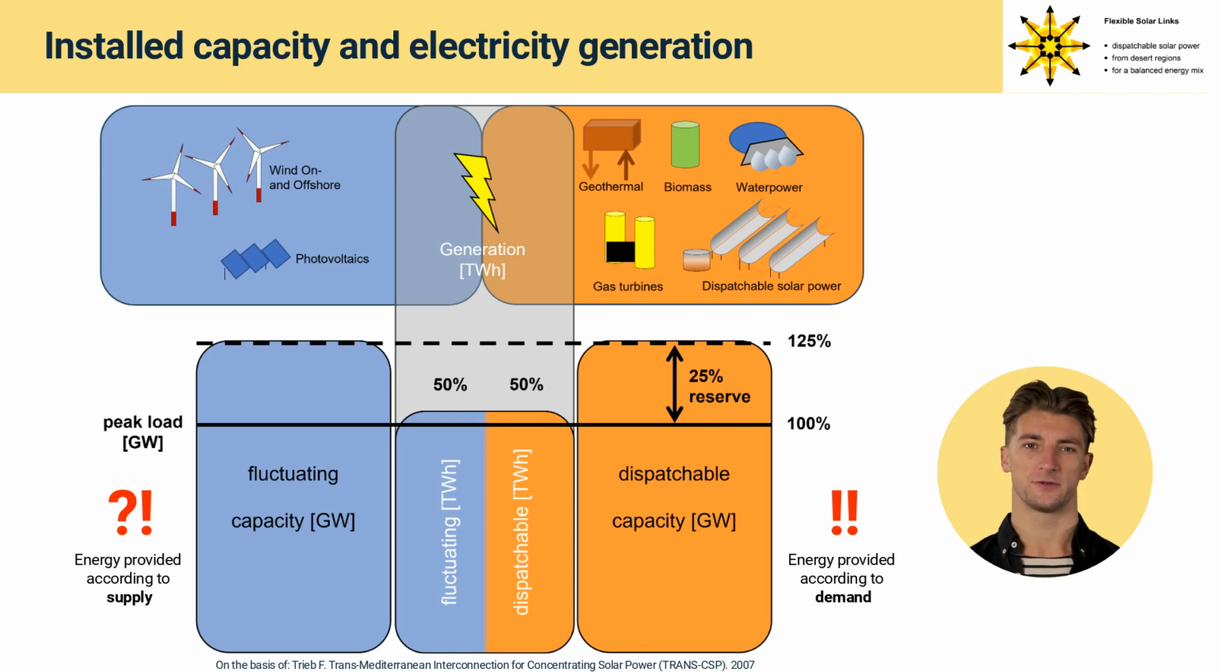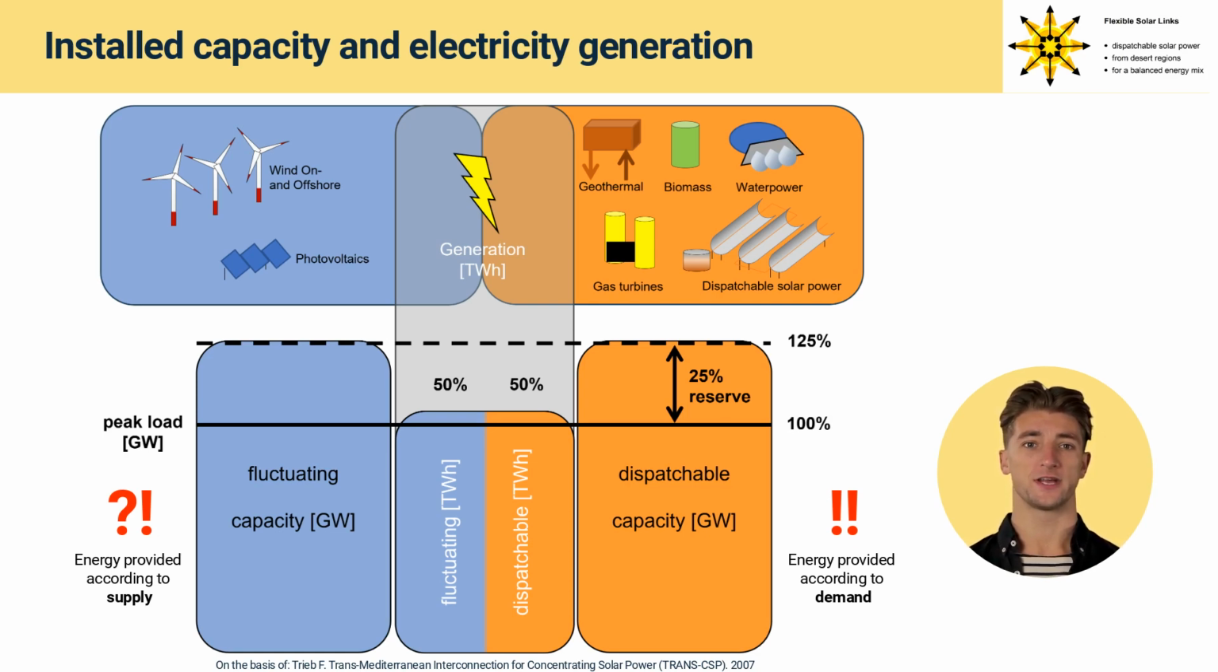A reserve of around 25% of the peak load is important to cover the demand in case of capacity revision or outage. This reserve is provided by dispatchable capacity. In our scenario, we use 125% of the peak load to build the capacity of fluctuating and dispatchable energies with around the same share.